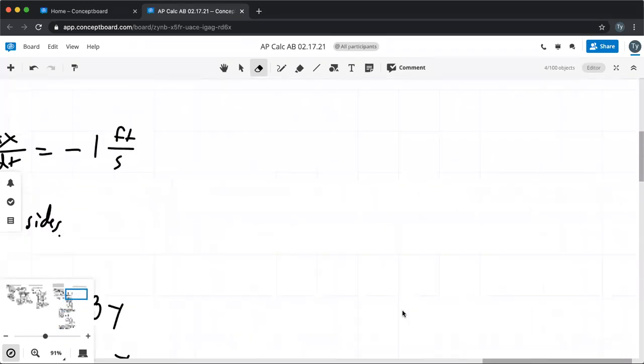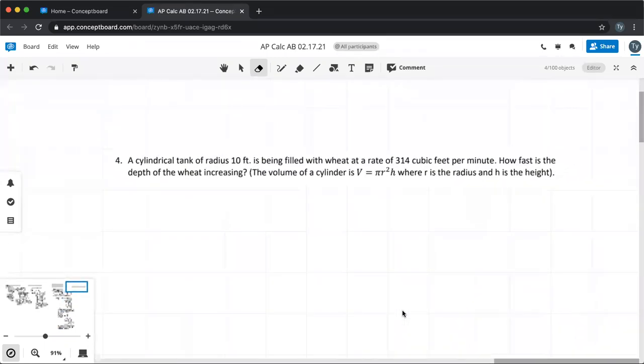All right, last one. A cylindrical tank of radius 10 feet is being filled with wheat at a rate of 314 cubic feet per minute. How fast is the depth of the wheat increasing? And it gives us this nice tip that the volume of a cylinder is given by this expression or equation here. All right, let's draw it.